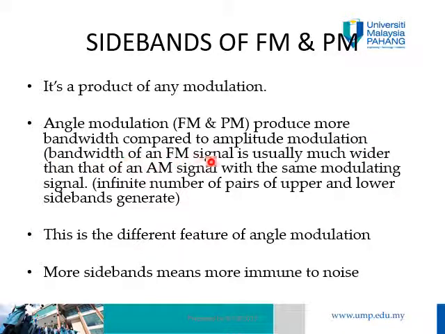Bandwidth of FM signal is usually much wider than that of AM signal with the same modulating signal. Infinite number of pairs of upper and lower sideband will be generated. So we have discussed this before. This is the different feature of angle modulation. More sidebands means more immune to noise. So this is important to remember. So the more sideband the signal has, the better it will become because it is immune to noise.